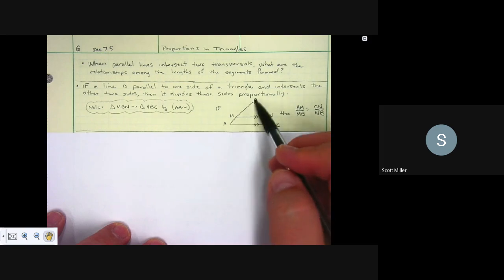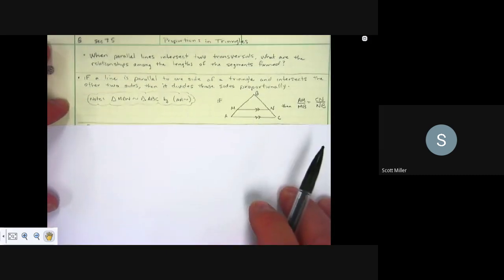Okay? And note, we know that these two triangles that you see, this one right here and the littler one, are going to be similar by angle. And you can explore that and why that would be true.